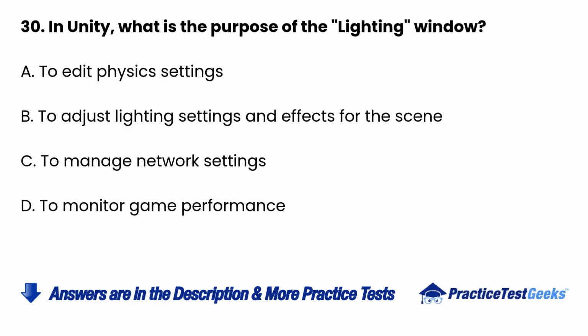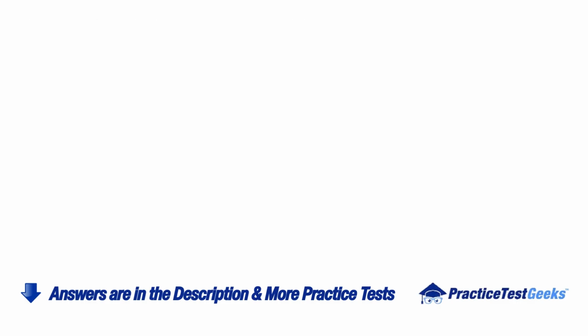30. In Unity, what is the purpose of the lighting window? A. To edit physics settings. B. To adjust lighting settings and effects for the scene. C. To manage network settings. D. To monitor game performance.